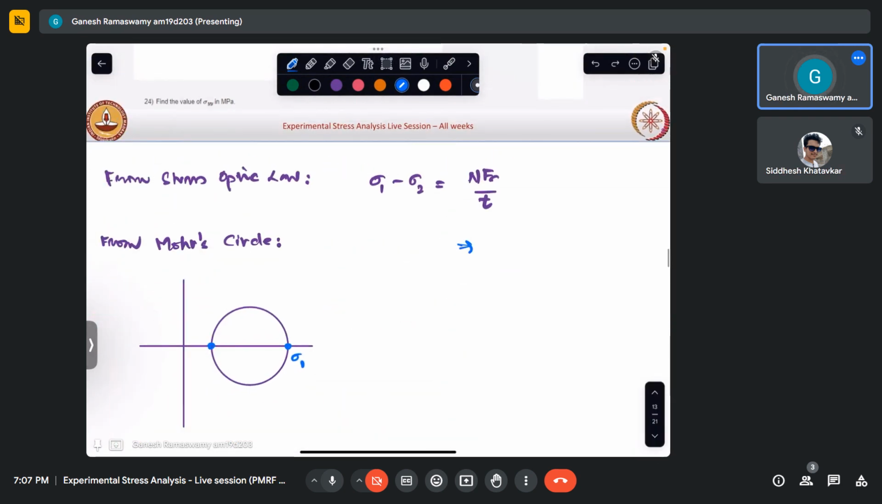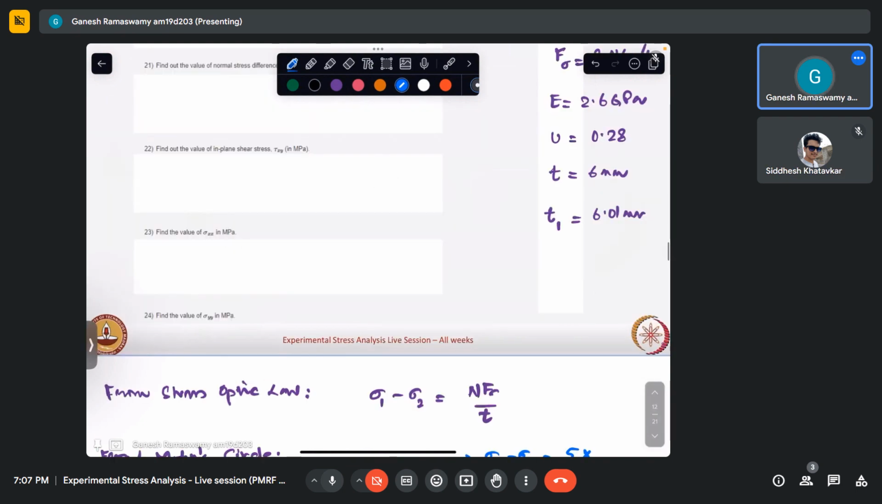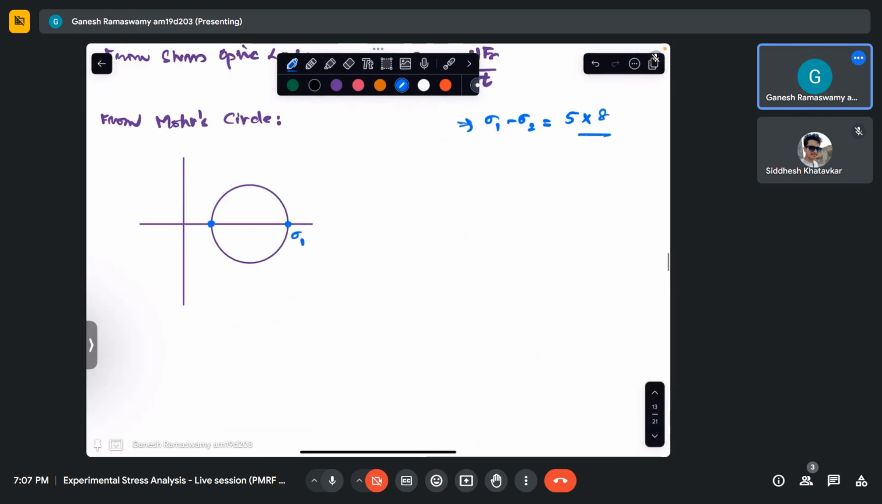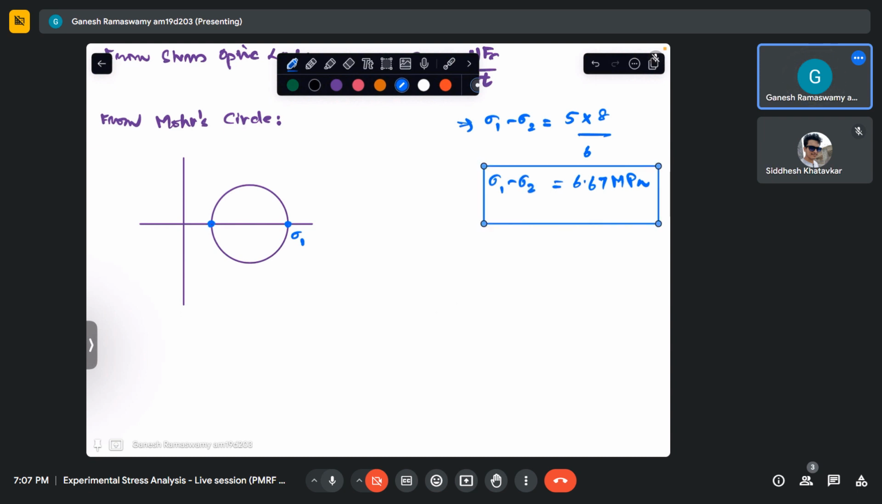So what is this quantity? Sigma 1 minus sigma 2 is N, which is 5 into 8 by 6. So 40 by 6 is what our sigma 1 minus sigma 2 is. So this is 6.67 MPa. We have got sigma 1 minus sigma 2 already.